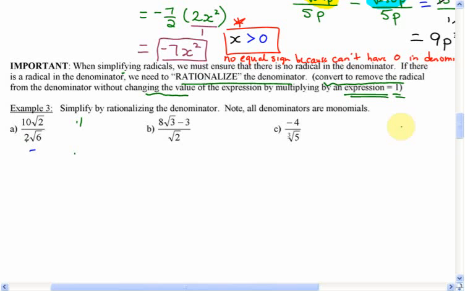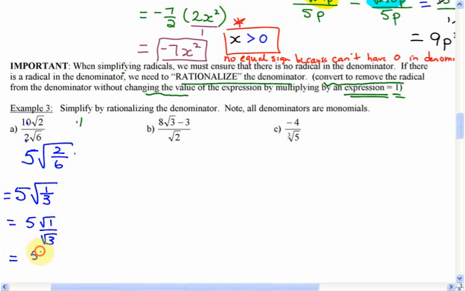Let's do 10 over 2 root 3 over root 6 together. Can someone simplify this for me first by what we learned from above? What's 10 divided by 2? 5. And then I'm going to ask you to simplify this part. 2 over 6. What's 2 divided by 6? A third. Let's use fractions, okay? So 5 root of 1/3. Now, I'm going to separate this so that we have 5 times root 1 over root 3. What's root 1? 1. So this simplifies to 5 over root 3.